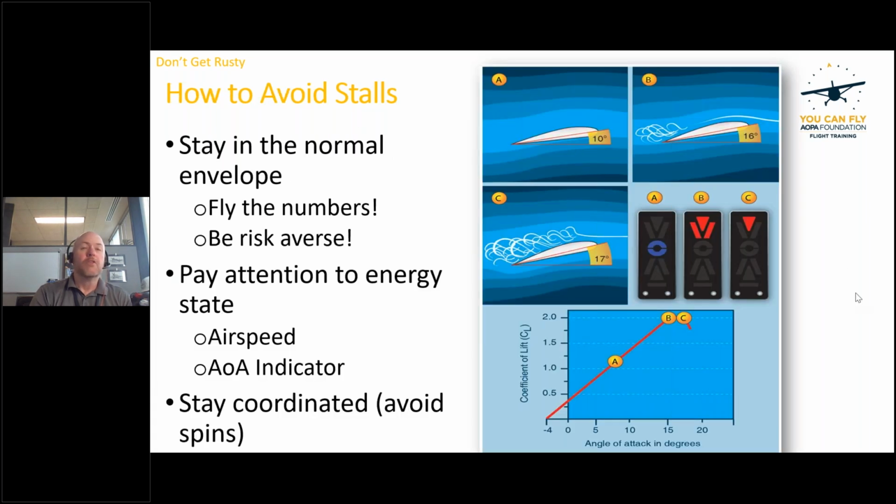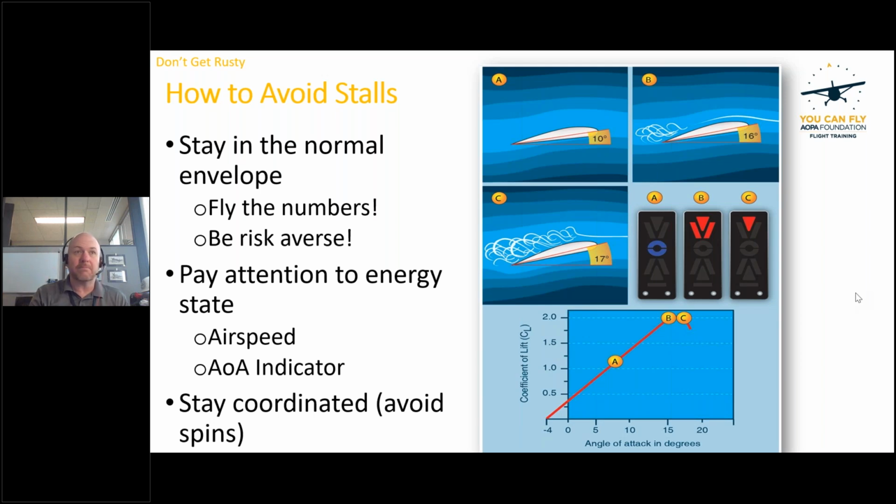Okay, so real quick before we wrap up and answer questions at the end here, how do I avoid stalls? What can we do to avoid them? Number one, stay in the normal envelope, fly by the numbers. In other words, don't go out and do kind of dumb things. Don't go out and try to be a fighter pilot in an airplane that is not certified for that or without the proper training. So if you fly by the numbers, you keep the proper banks that you've been taught, you keep the airspeeds, and you're watching that, that's going to work pretty well.